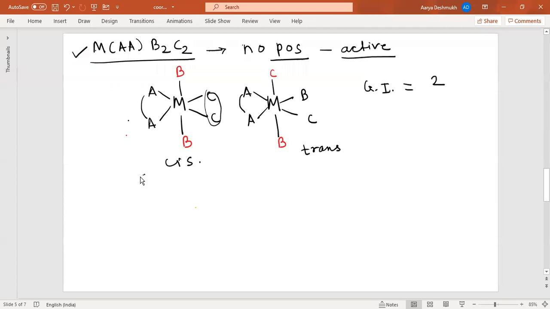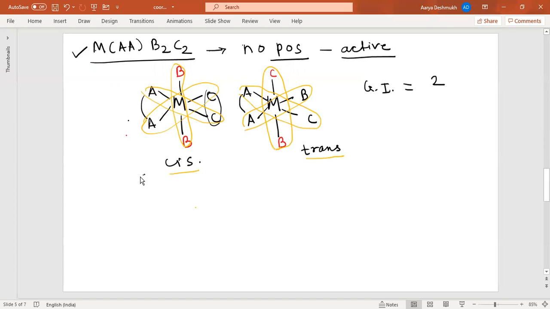So I circle this. This is the one. Here AC, here also AC, and here this is B. In this structure, this is AC. Here there is a chain, it is AB, and here there is also a chain, this is BC. So obviously this will be cis and this will be trans.